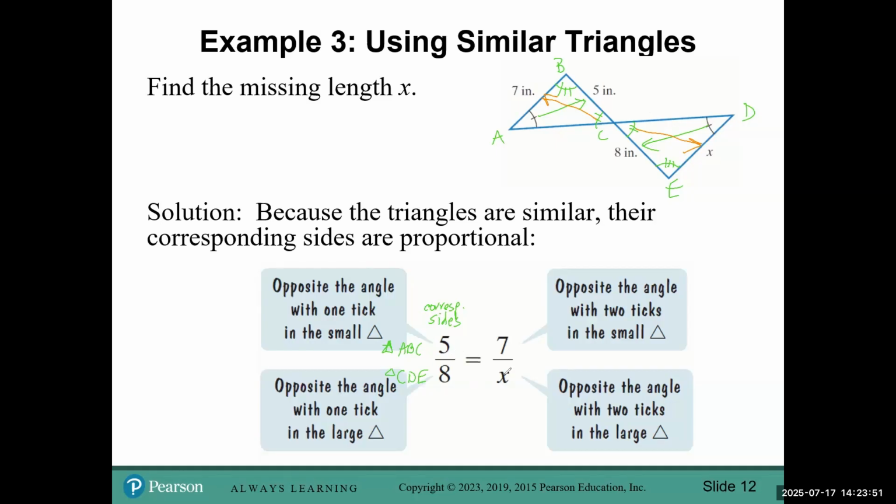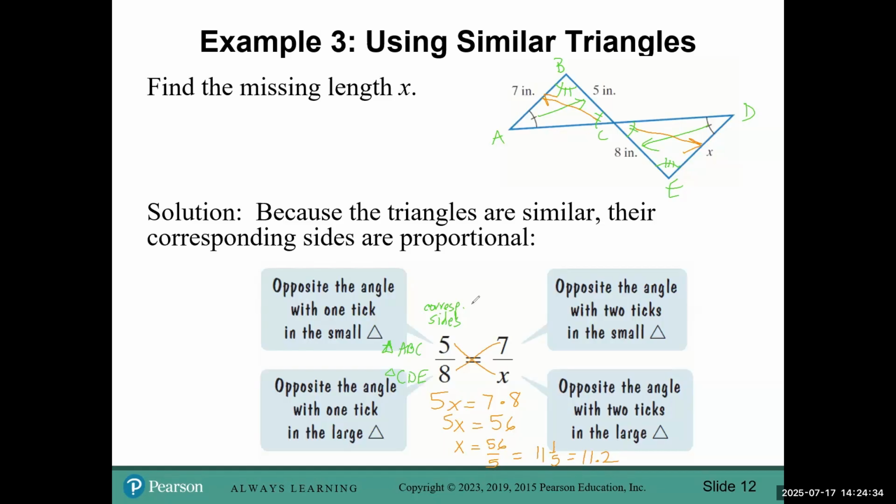And then now all I have to do is find this. And how do I solve this? We can use what we call cross multiply. So anytime we have an equal sign with a fraction on both sides, we know that numerator times denominator this way has to be equal to numerator times denominator this way. So I have 5x is 56 and x is 56 over 5, which we can also write as 11 1/5 or 11.2. You could also do that on your calculator.